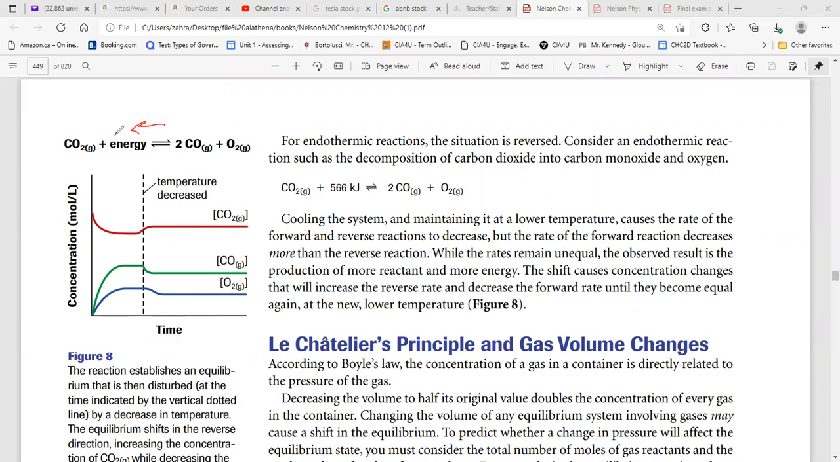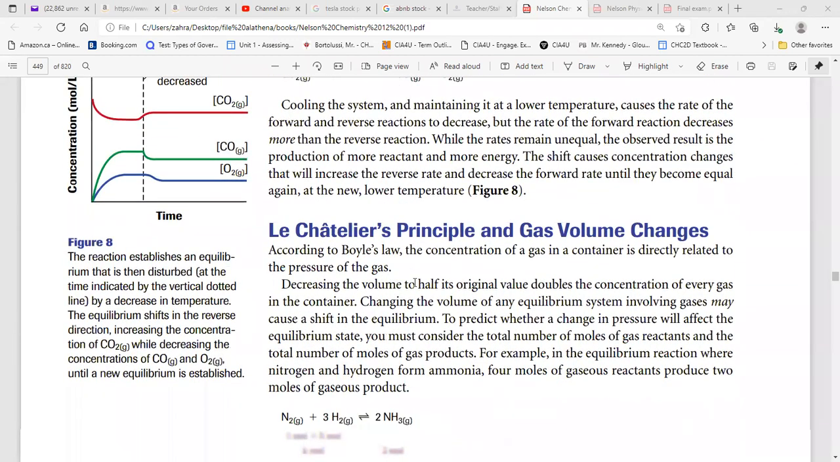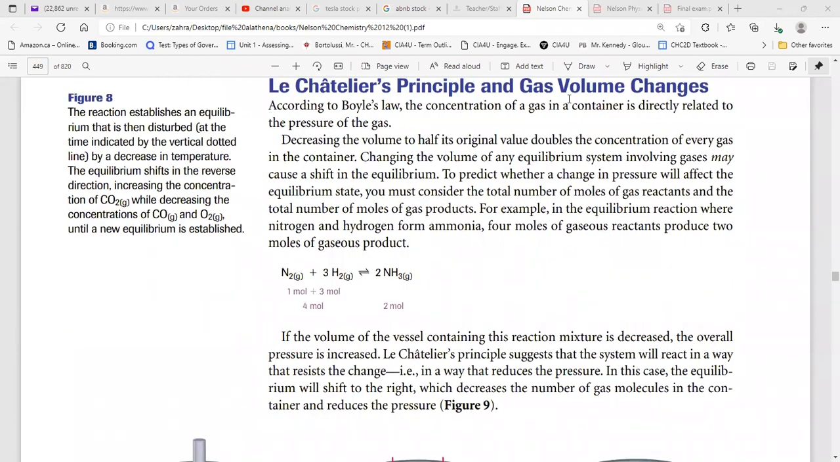So it means I decreased the temperature and it went in the direction to heat it up, or I increased the temperature. So always remember, whatever you do, the equilibrium wants to go in the way to reverse what you did. So let's see what happens if I increase or decrease the volume.